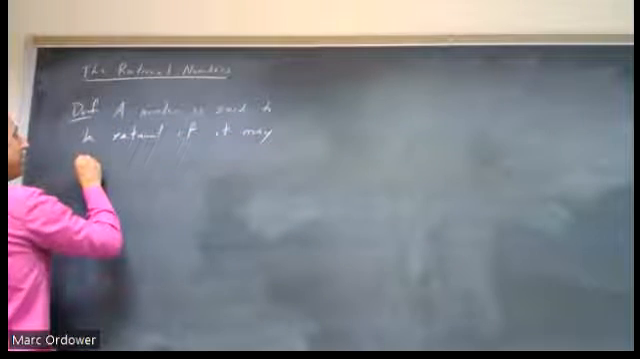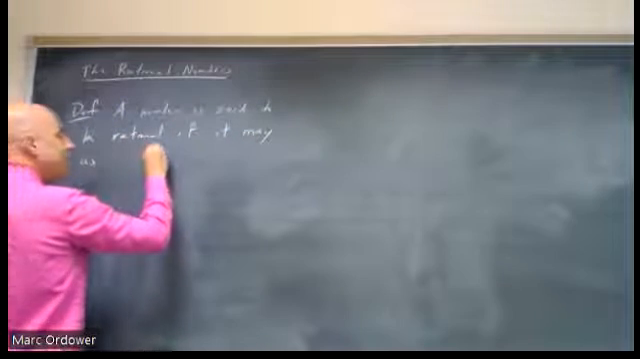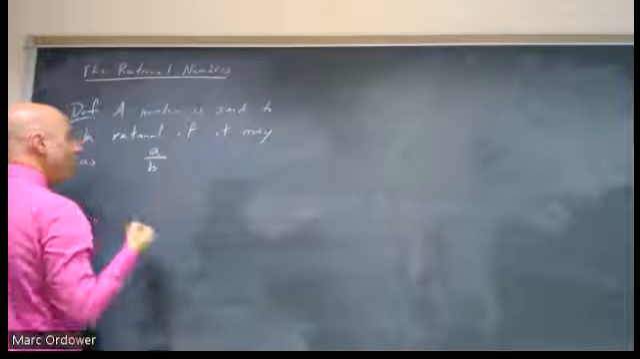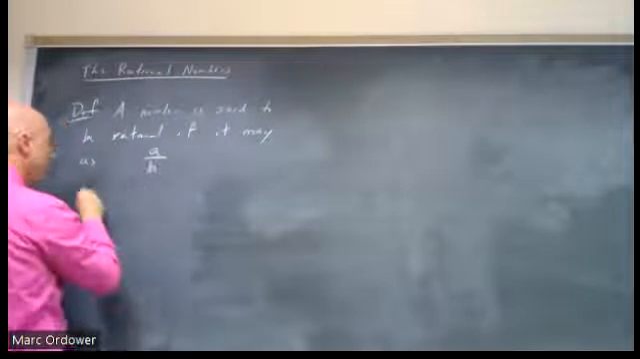So a number is said to be rational, and the rationals are denoted by the letter Q. The number is said to be rational if it's possible to write it as a divided by b, where both a and b are integers.